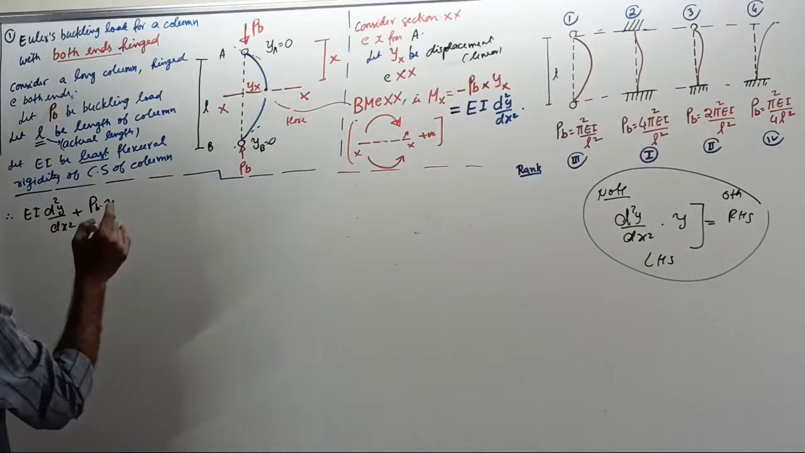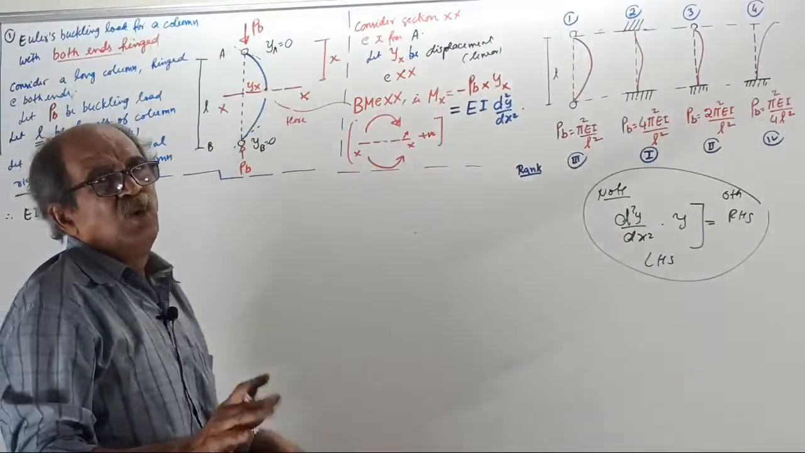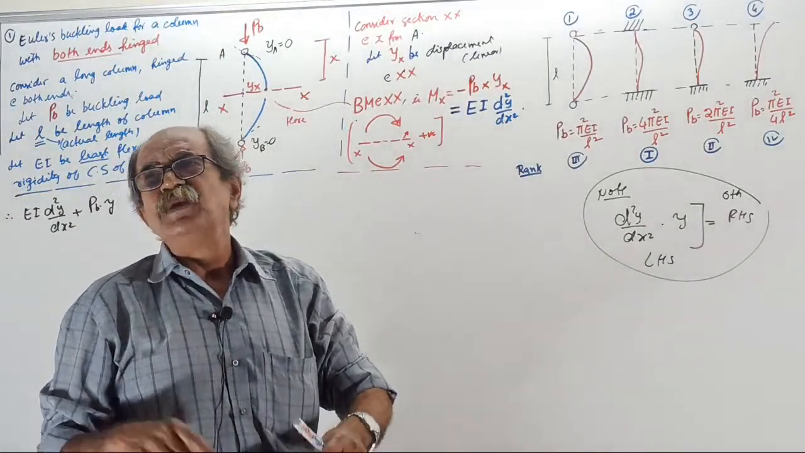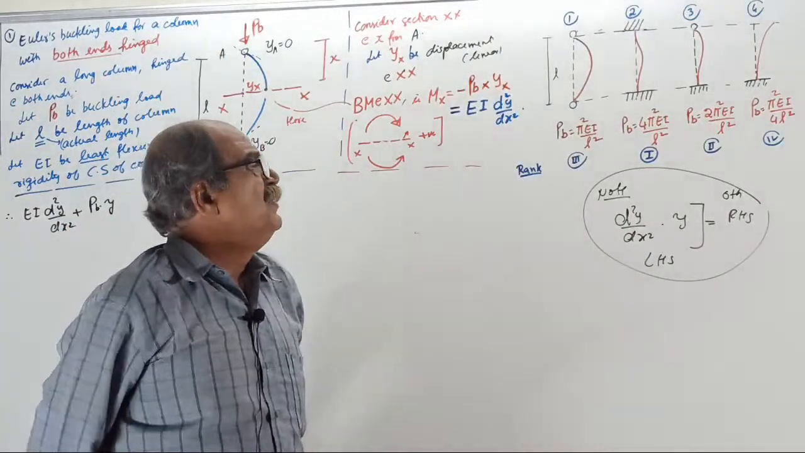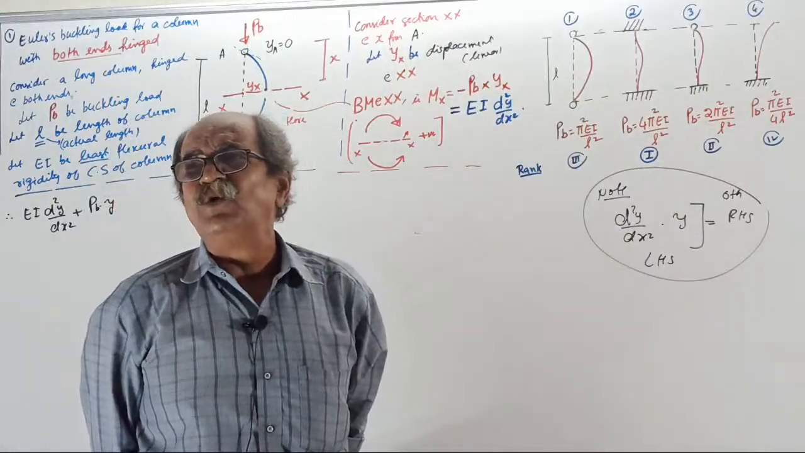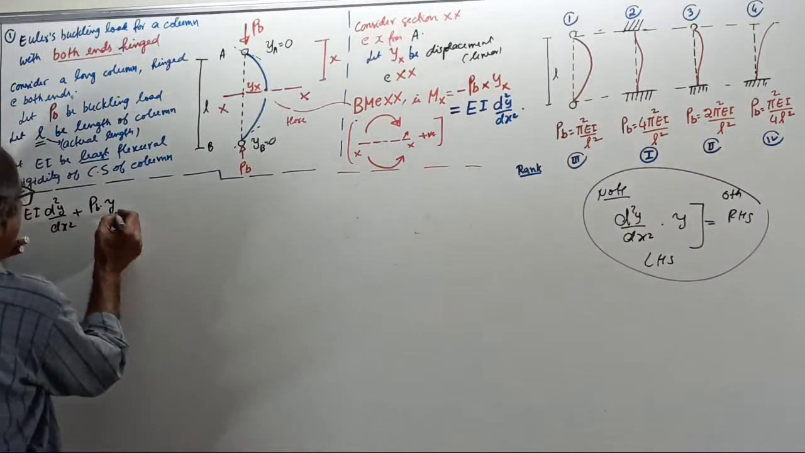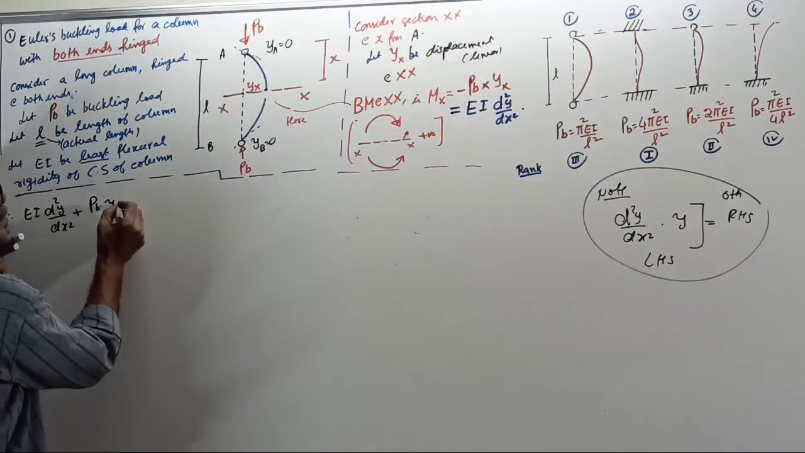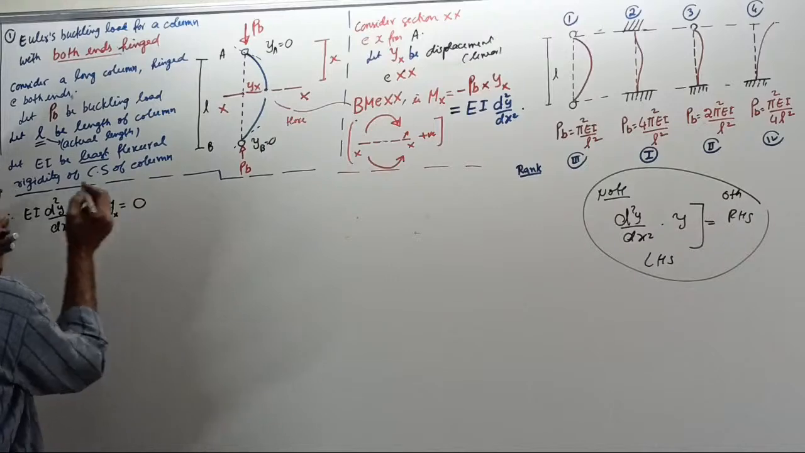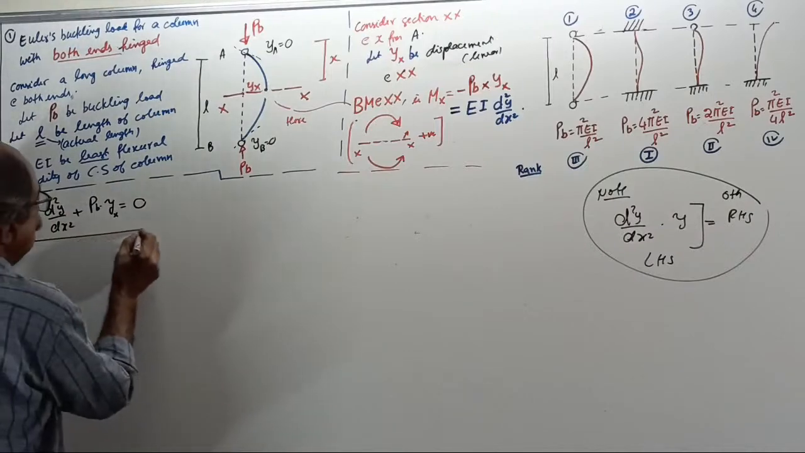Y means y(x). Okay, I do one thing. Now onwards, if you write y, it means y at x. Clear? When you write some variable without suffix, it's waste of time. Plus y(x). Here also y(x) required. Plus y(x) equal to 0. Correct? Is it correct now?